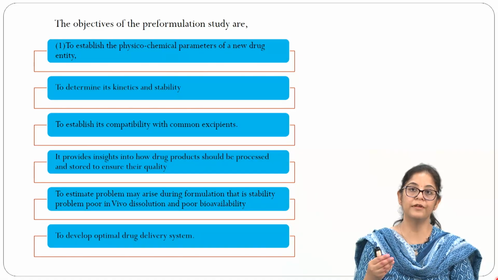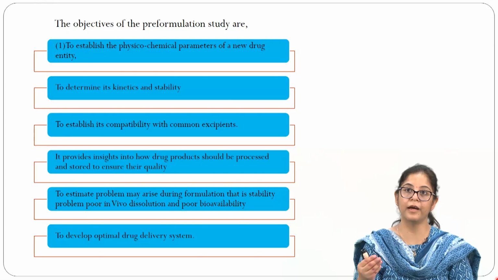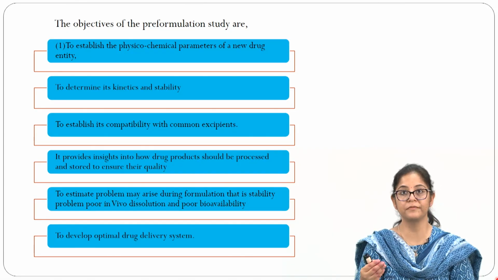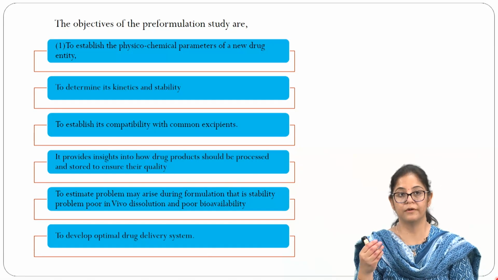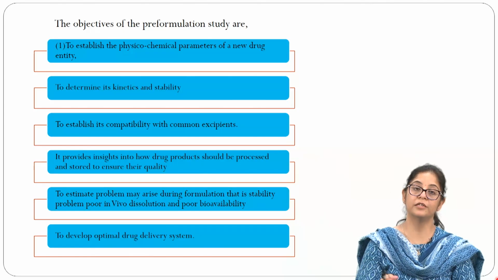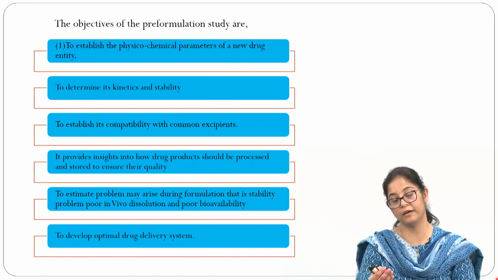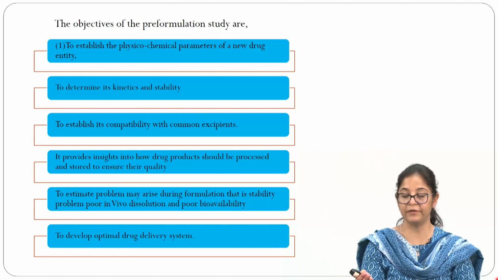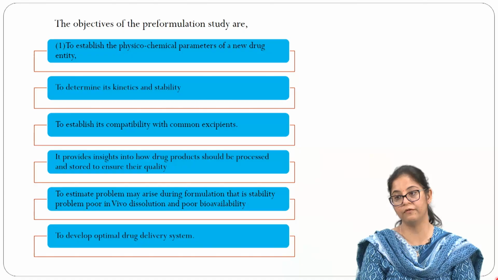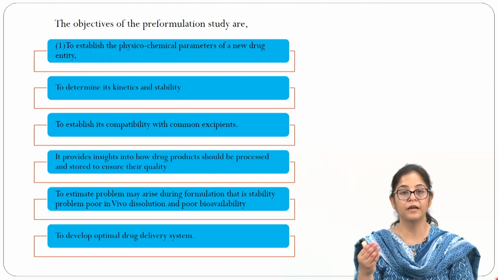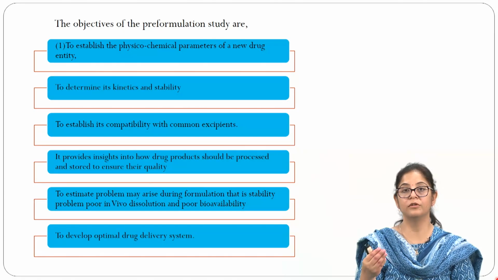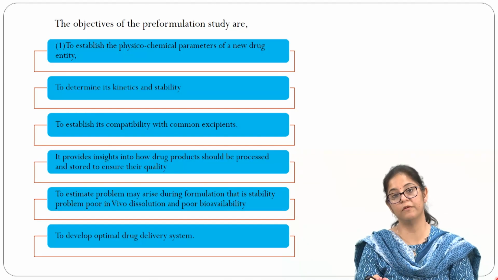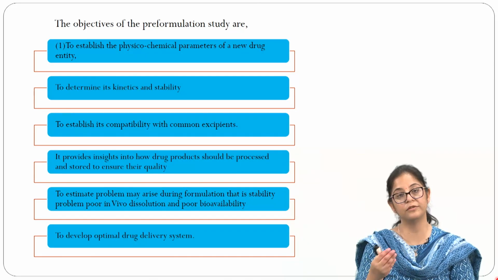Then it is to estimate problems arising during formulation. That is, suppose there is some issue with the solubilization, or even if it's working properly in vitro, when we take it into the in vivo clinical trial phase and it is given to the patients, it might not give the same performance as compared to the in vitro studies.